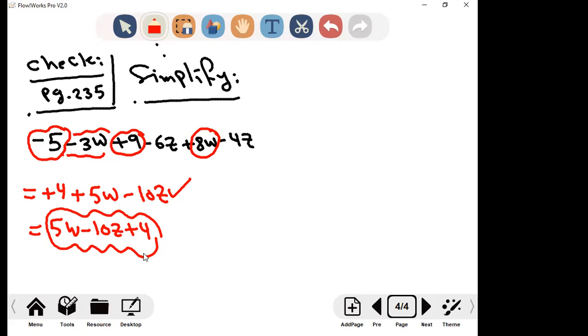Okay. Let's move. Of course, we have choices here, right? In the choices, part B, 4 plus 5w minus 10z. Even the book did not arrange it, right? I did. But let's go to example 3 and focus with me, please.